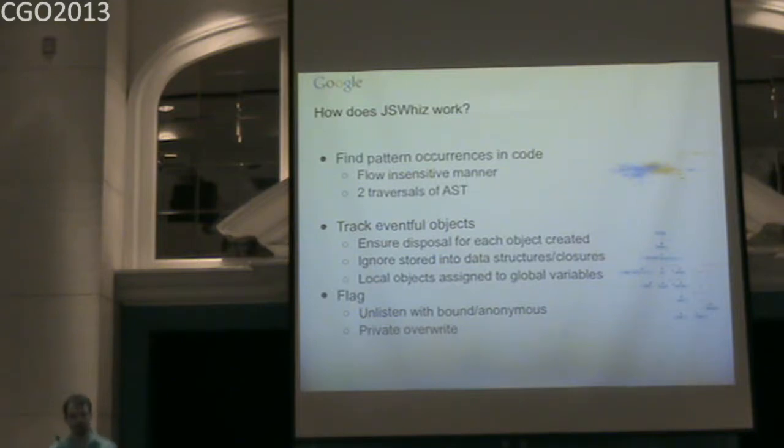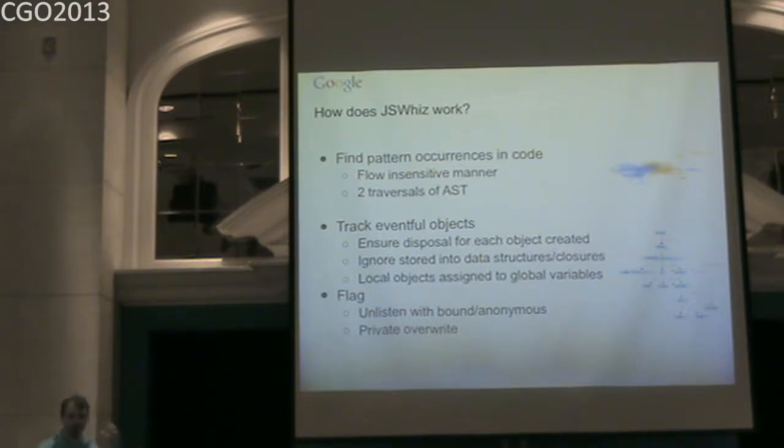We do this doing 2 traversals of the AST. In the first traversal, we define this event types relationship and find the classes of eventful objects. In the second pass, we now track these eventful objects. So for each eventful object created, we want to ensure that it's being disposed of later. We can only do this for a certain subclass, and we focus on the subclass which we are certain we can actually track.